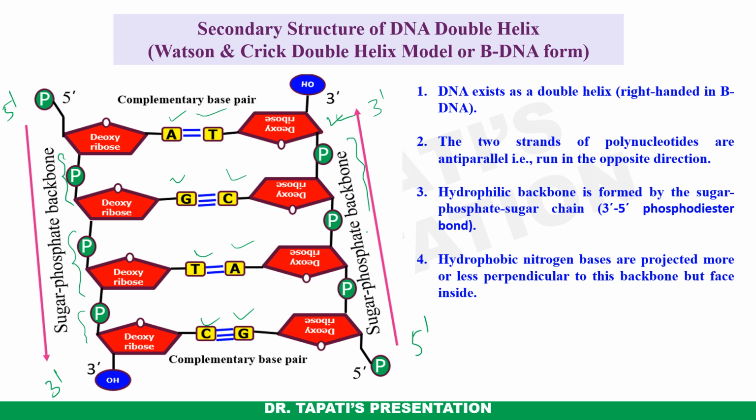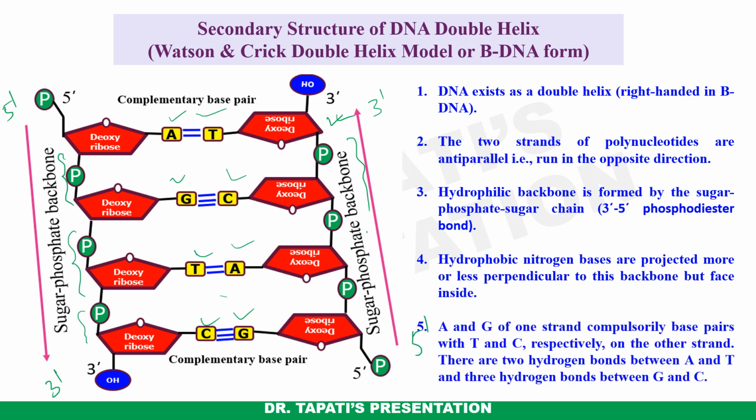and they are hydrophobic in nature, and they are projected more or less perpendicular to this backbone of phosphodiester bond, but face inside due to their hydrophobic characteristics. Now, A and G of one strand compulsorily base pairs with T and C respectively. That means A always binds with T and G always binds with C through hydrogen bonds. And there are two hydrogen bonds between A and T, whereas three hydrogen bonds present in between G and C.